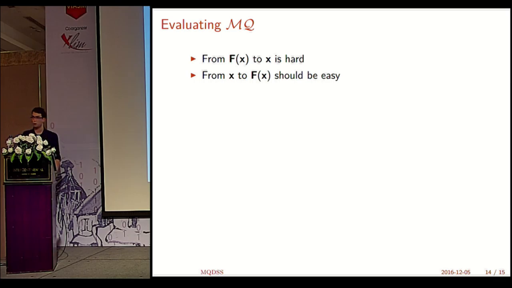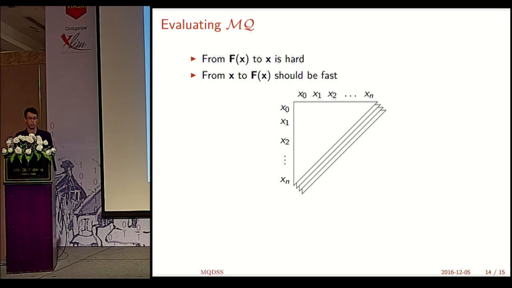So a slightly more detailed look at how this MQ problem works. Going from F(x) to x should be hard, but from x to F(x) is something we do a bunch of times during the creation of the signature. So basically evaluating this F(x), that should be easy. And when I say easy, I mean fast.